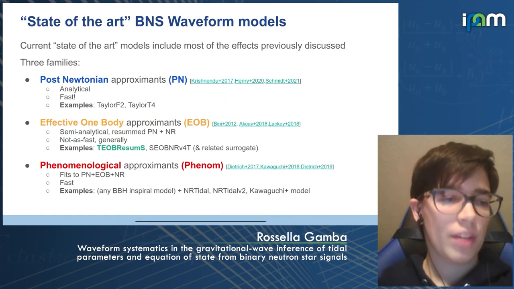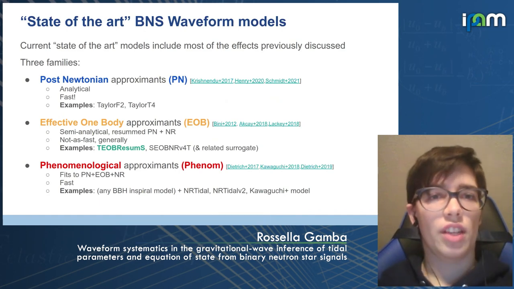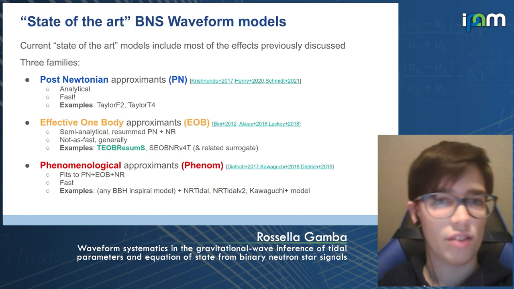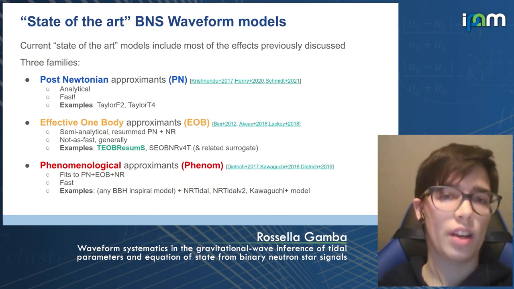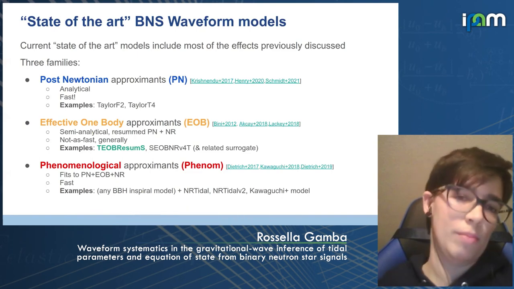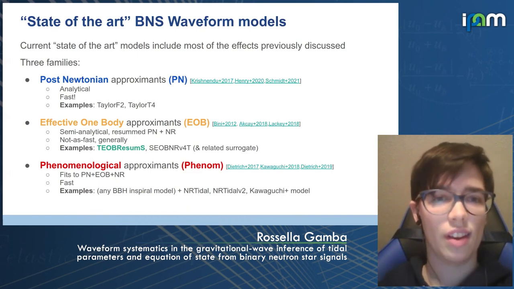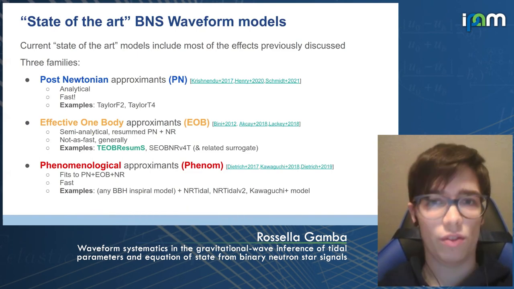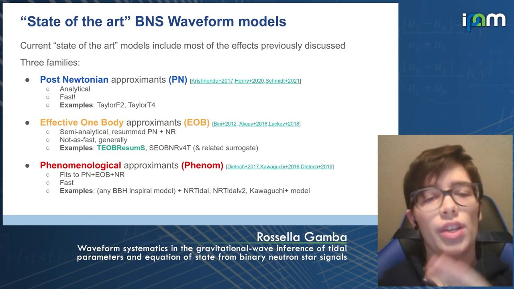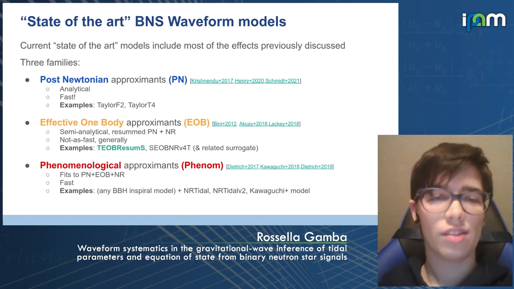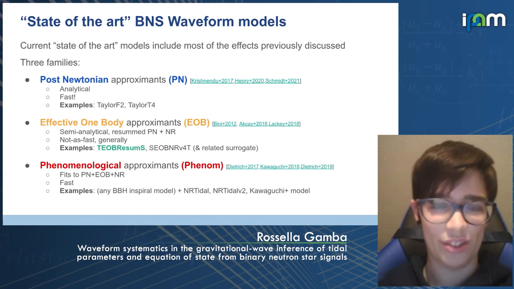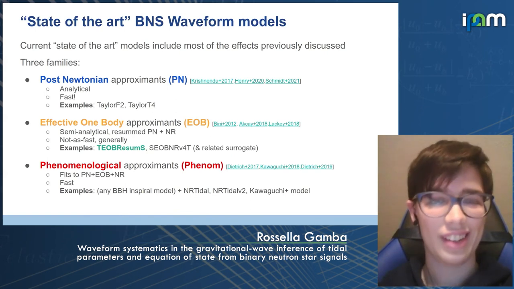So now that we have an idea of the, let's say, most important matter effects that we wish to model, let's talk about how to put them, and how the current models put them, inside them, how they are accounted for. So we mainly have three families of waveform models, and I really thank Jarend for introducing them for me. I will go quickly over these.